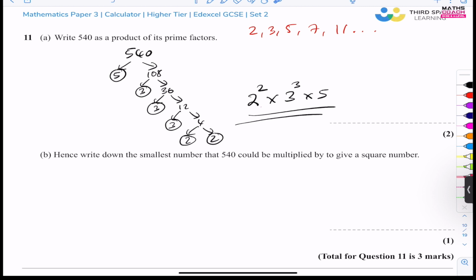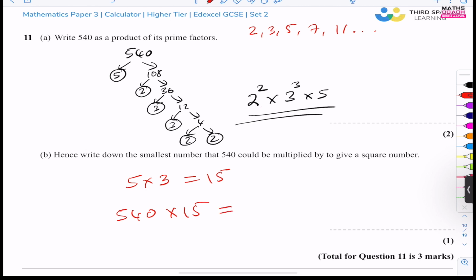Now, if you look at this, you'll notice that when we got to this stage right there, we had our first square number when we were breaking it up. So 36 is a square number. So that means these two numbers, we can multiply them first. So we can do 5 times by 3 to give us 15. And 540 times by 15 will give us a square number.